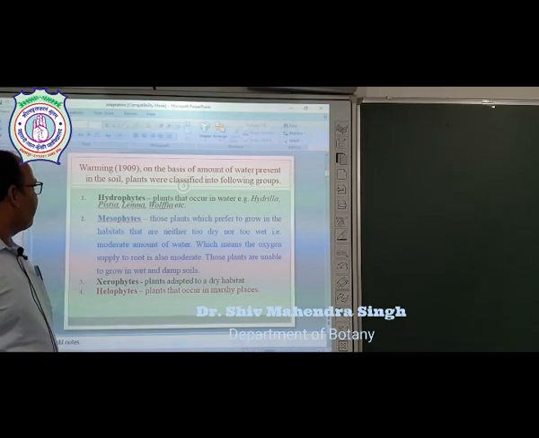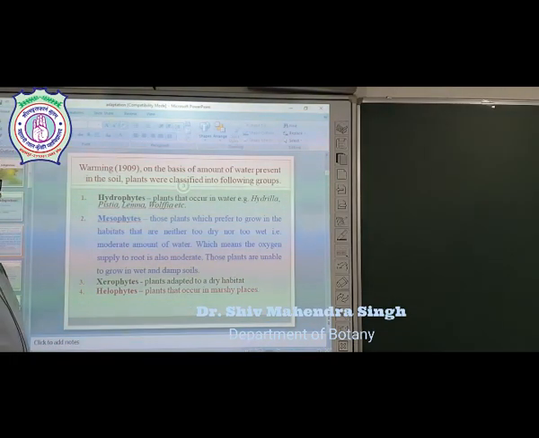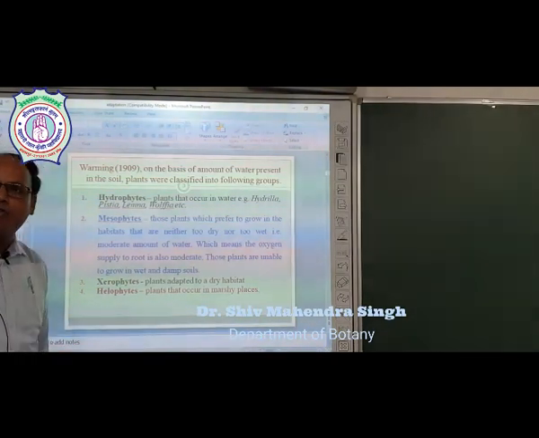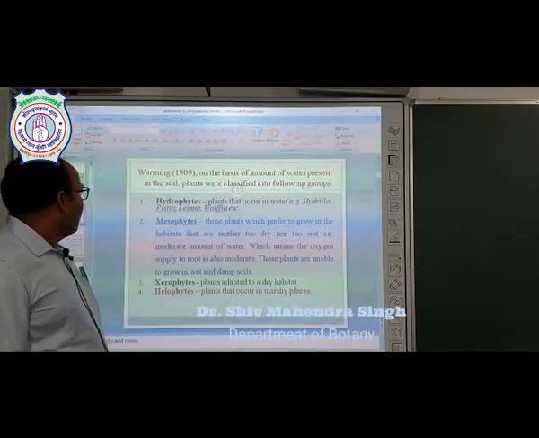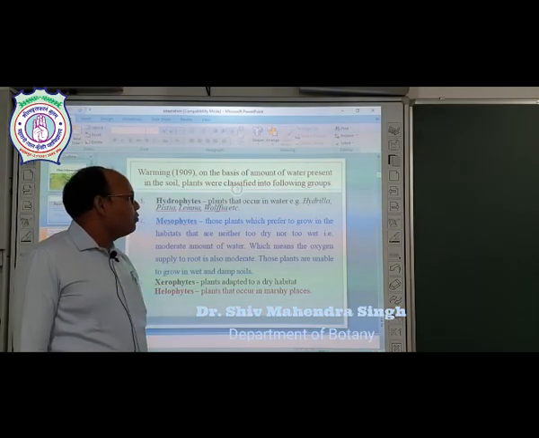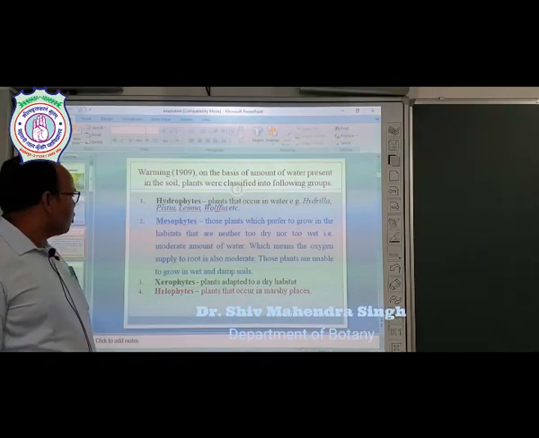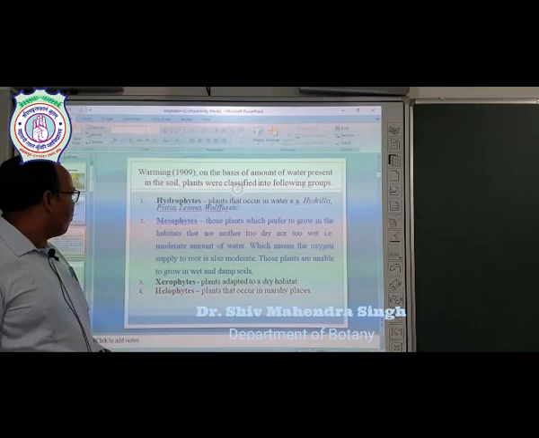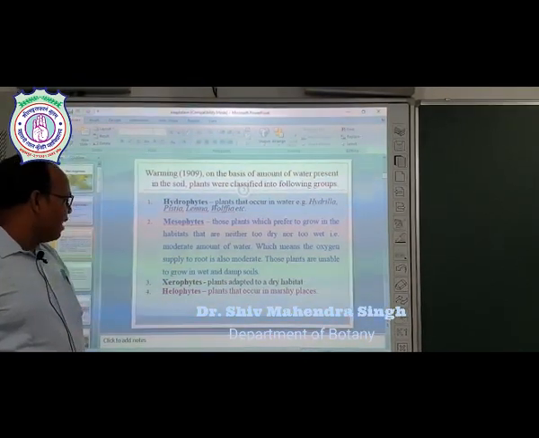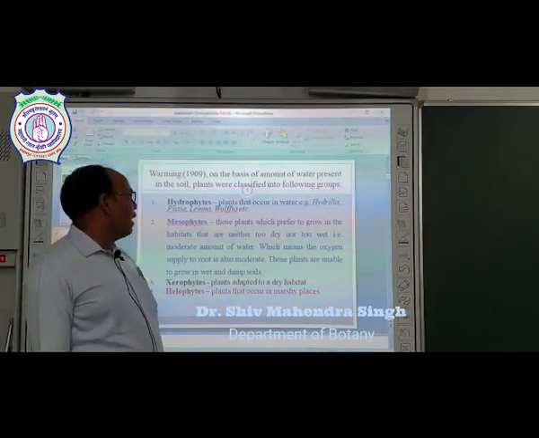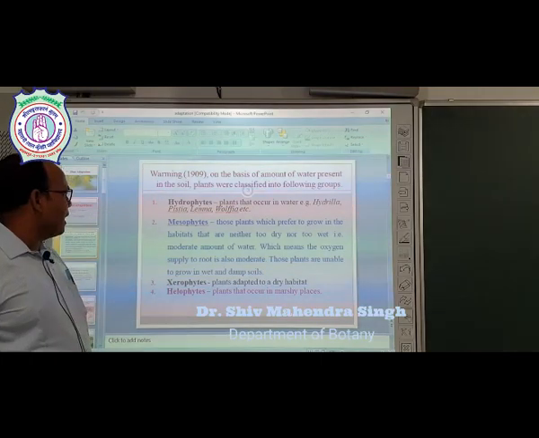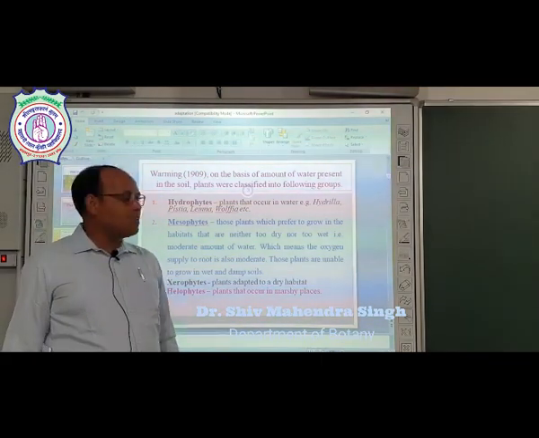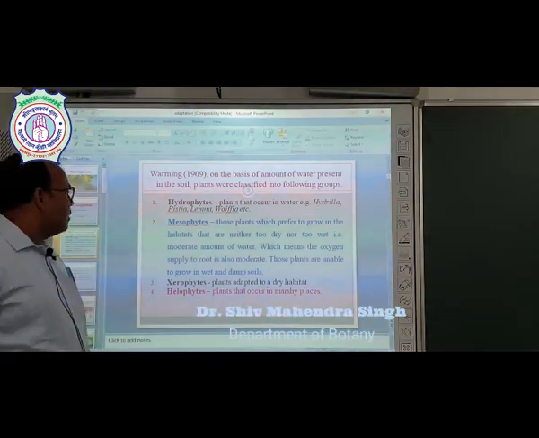According to Warming in 1909, on the basis of the amount of water in the soil, plants were classified into the following groups: hydrophytes, mesophytes, xerophytes and halophytes. Hydrophytes are plants that occur in water permanently. Examples are Hydrilla, Pistia, Lemna, Wolffia, Spirodela and so on.